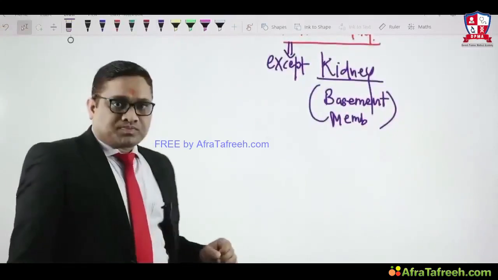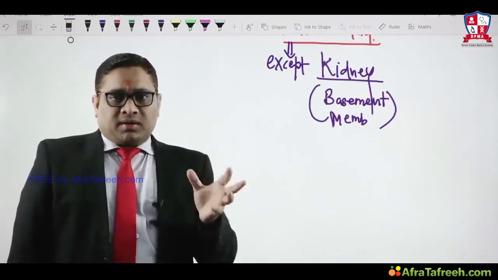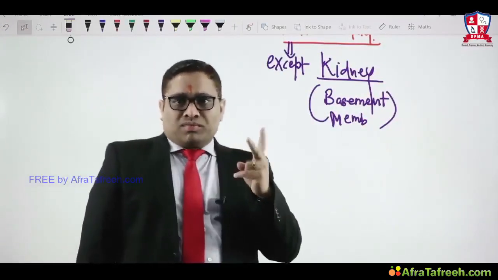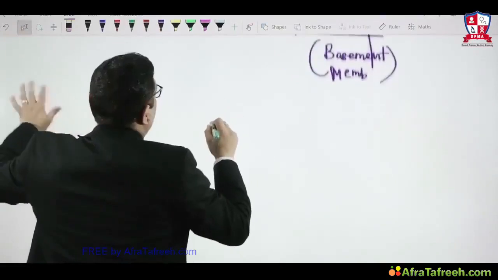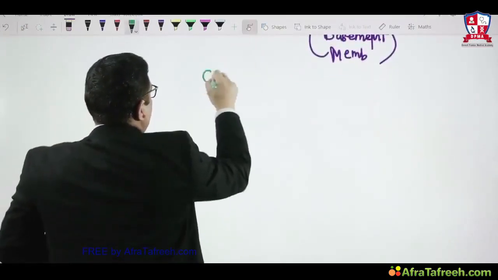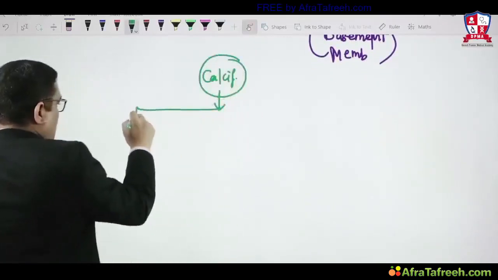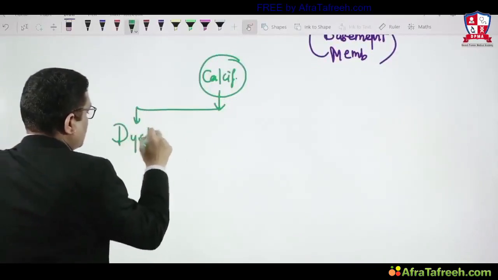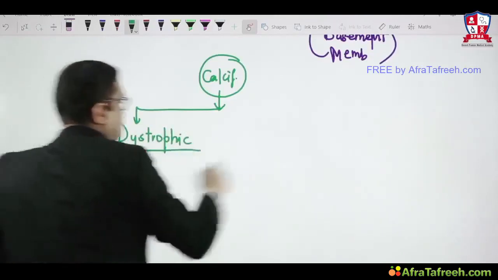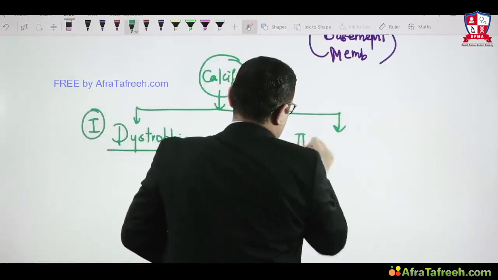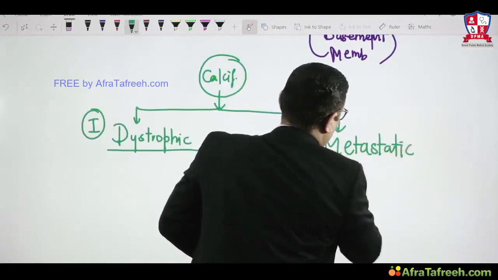According to the status of the tissue, we can divide calcification into two major types. So pathological calcification is of two types. One is called dystrophic calcification, and the second is known as metastatic calcification.